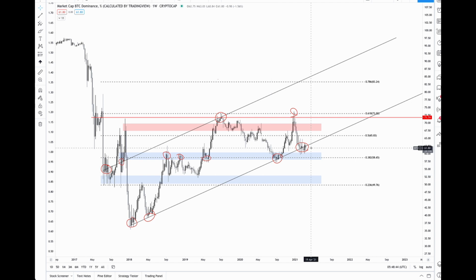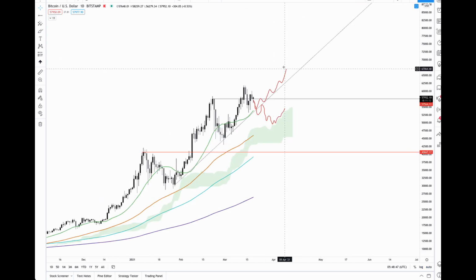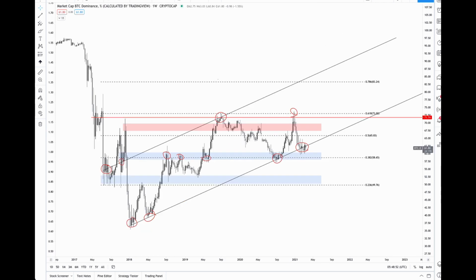So given that Bitcoin moves sideways, as we've seen in the daily channel right here, if it keeps ranging sideways within this zone and the Bitcoin dominance continues to drop, that will be the sign indicating that altcoins are going to outperform Bitcoin.